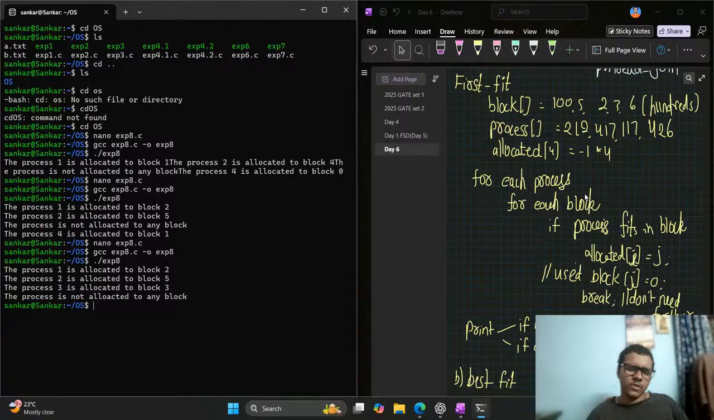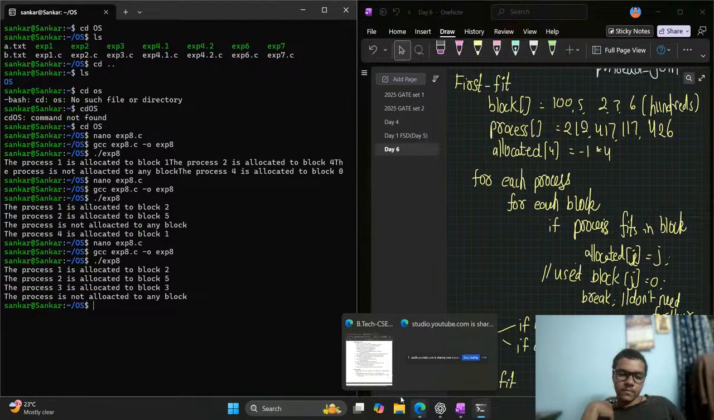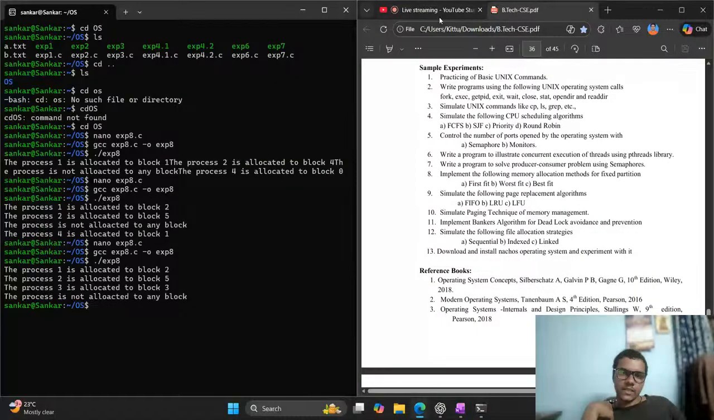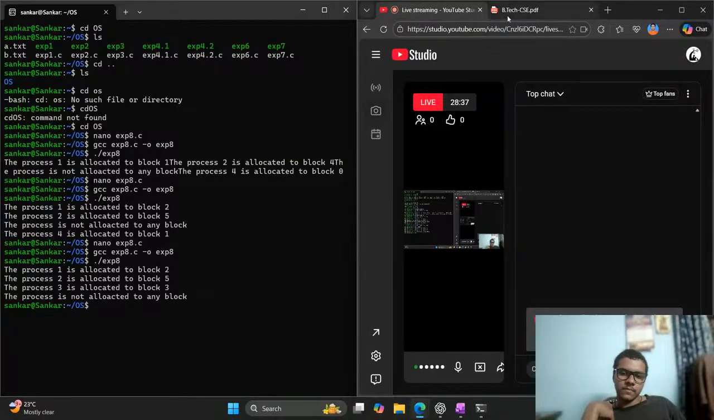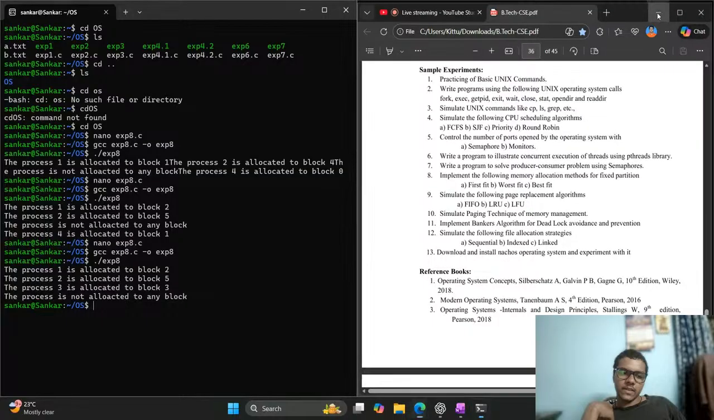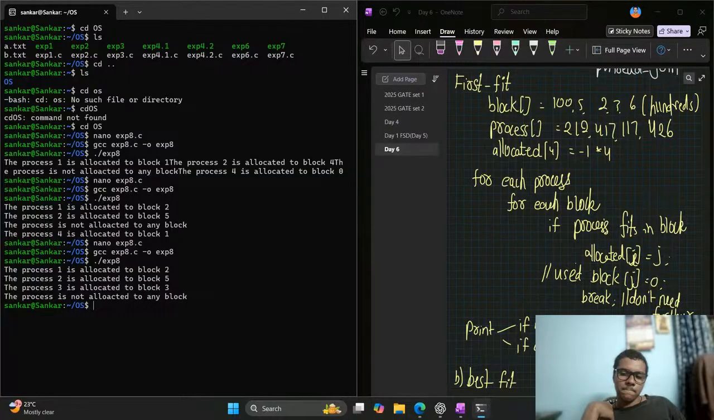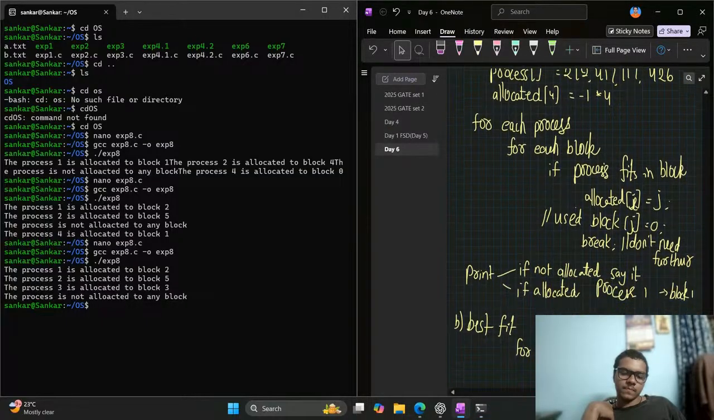426, the only blocks that can contain it are block 2 and block 5. They both got fitted. Nice. Nice. We managed it. We managed to write it. Even though with a bit of aid. And what now?